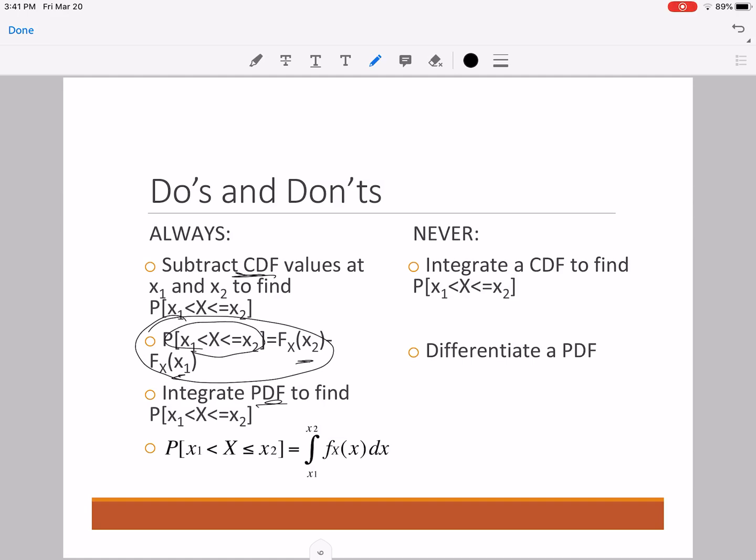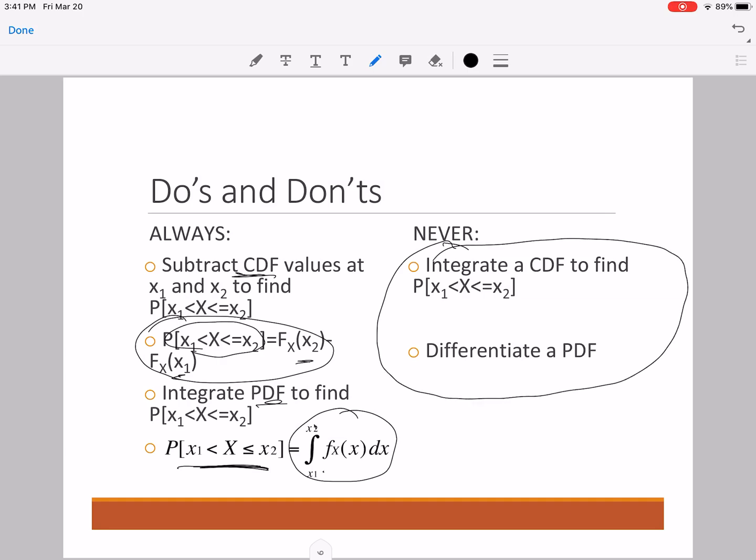If you have to use a PDF instead, you're going to integrate the PDF from x1 to x2. This is how you are going to obtain the probability that x is greater than x1 but less than or equal to x2. Now, sometimes students fall into a trap with respect to usage of CDF and PDF, and this is one right here. In fact, I have fallen into this trap myself.